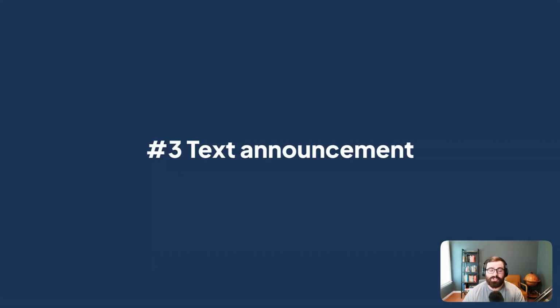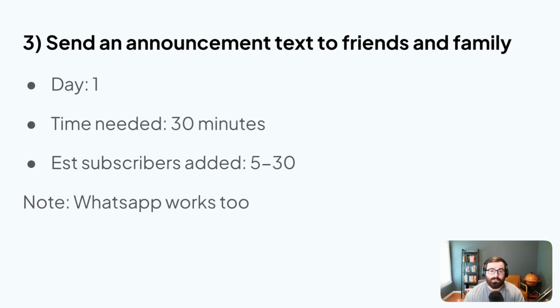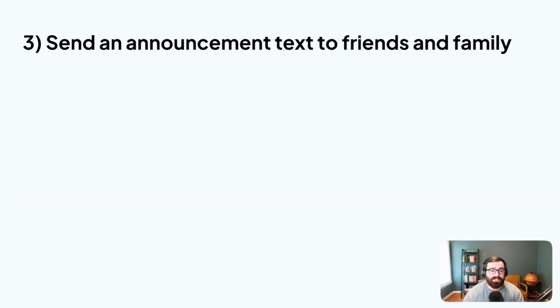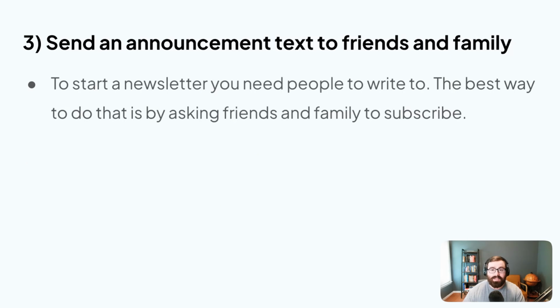After you have this landing page and you add these call to actions, you're going to do a text announcement. You need to announce that you're starting a newsletter to your friends, family, and colleagues. This should take you about 30 minutes and get you your first 5 to 30 subscribers. You can do this over WhatsApp too. To start a newsletter, you need people to write for. It's so important that you don't skip this step.